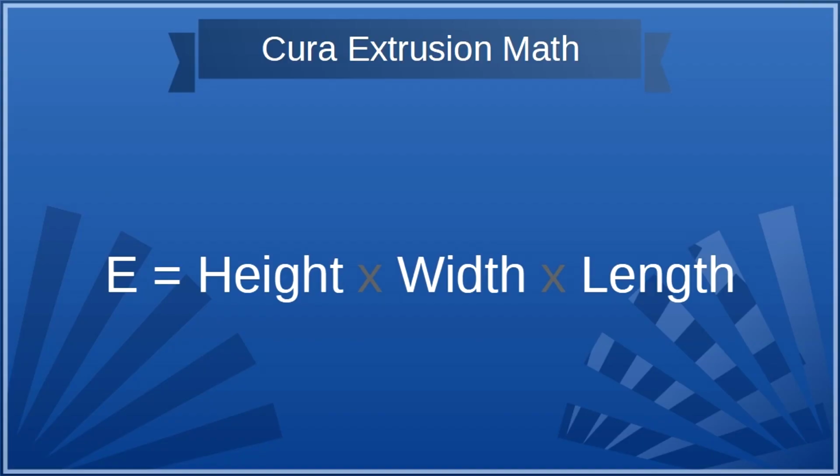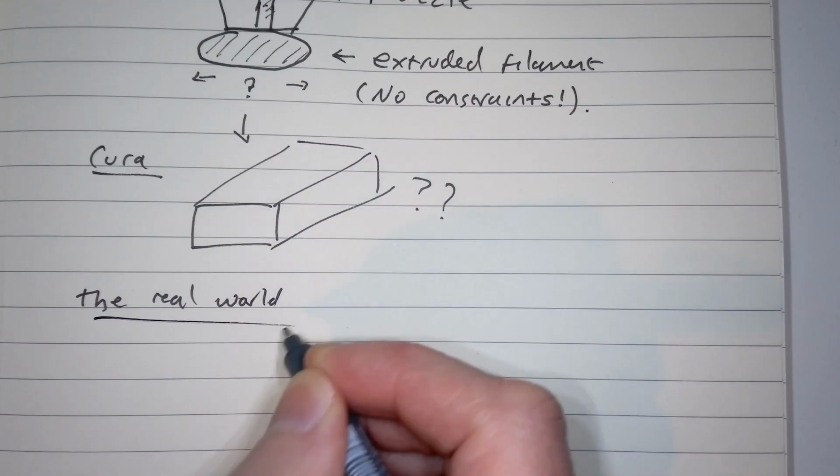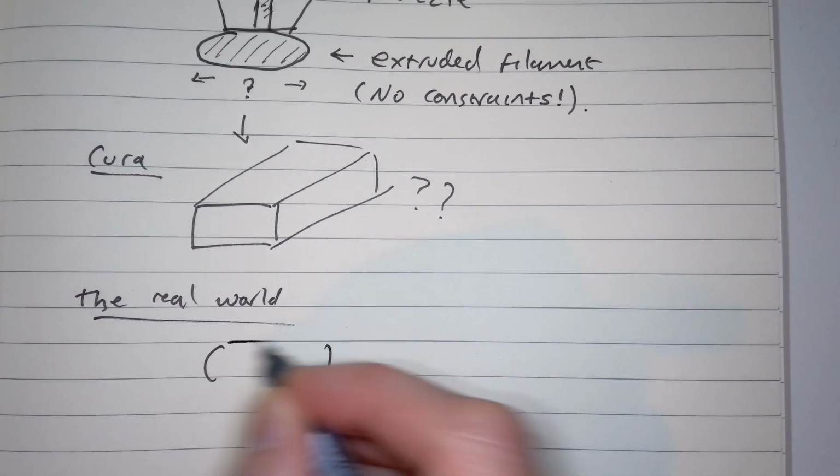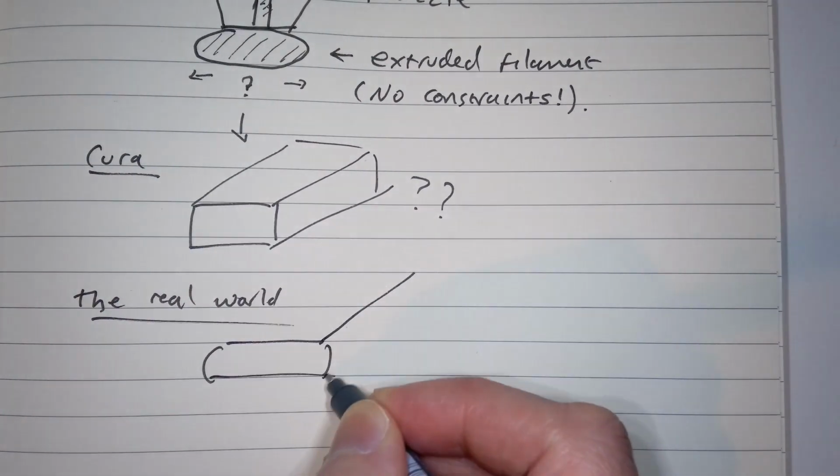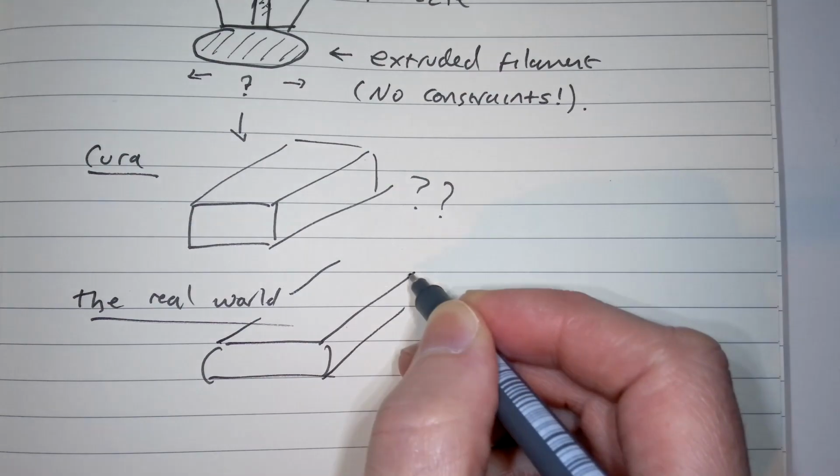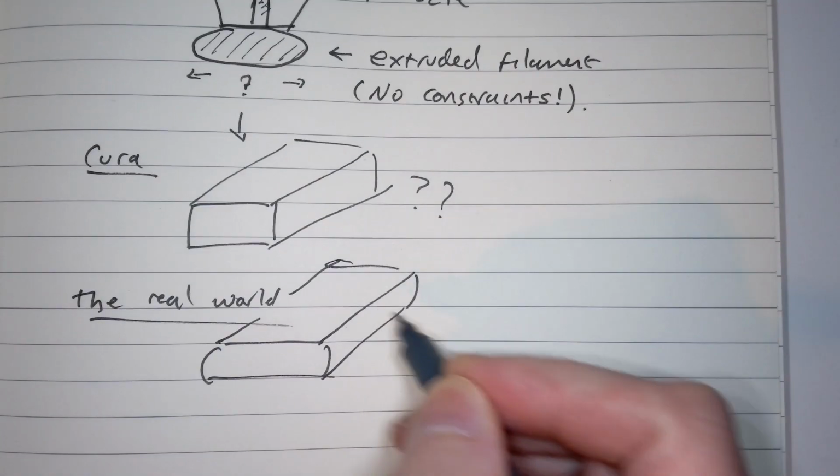Height times width times length equals volume. Sound familiar? It's basically a rectangle. Cura sees all extrusions as rectangles. I haven't personally dug through the code, and oddly I'm not really inclined to, but there is enough documentation out there to more than slightly indicate that this is how Cura works.